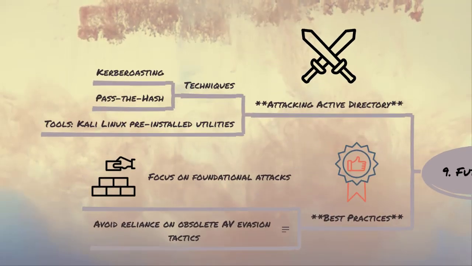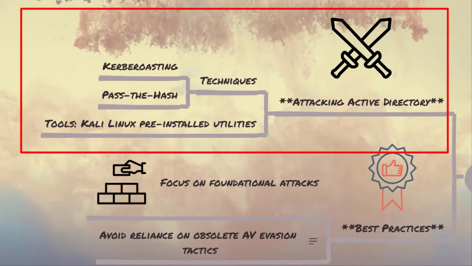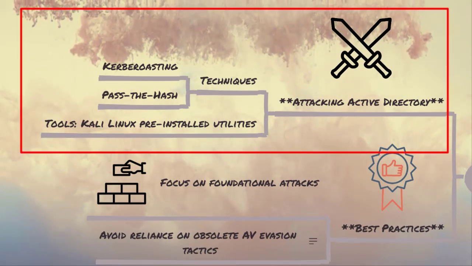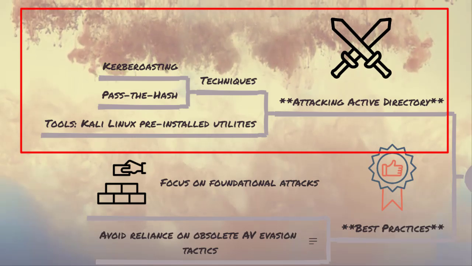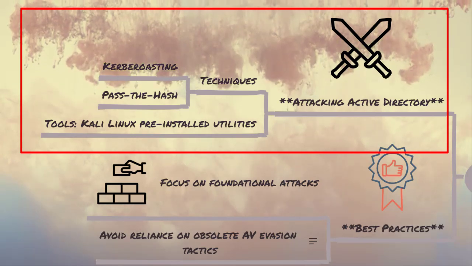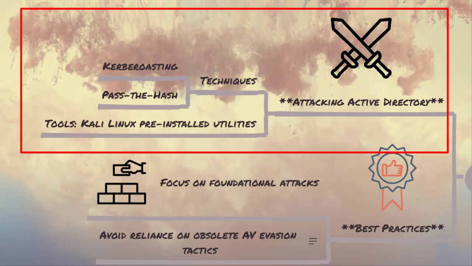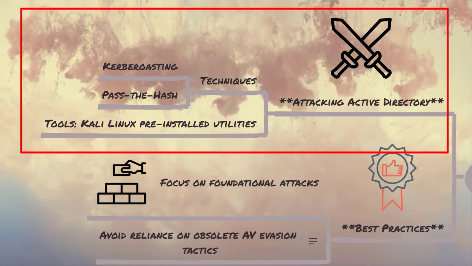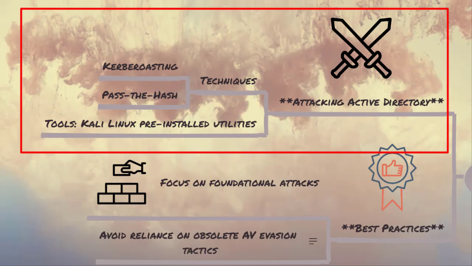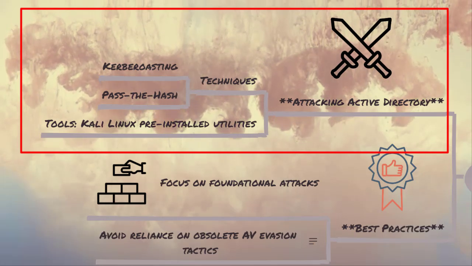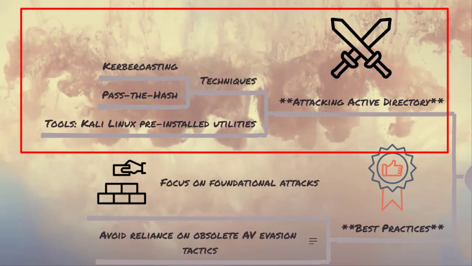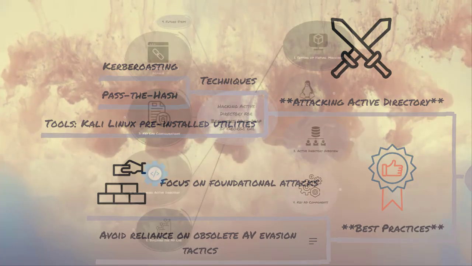Attacking Active Directory. Let the hacking begin. With the lab in place, it's time to unleash Kali Linux and dive into the world of AD attacks. Techniques like Kerberoasting and pass the hash allow us to exploit AD's authentication mechanisms. Using Kali's pre-installed utilities, we'll learn to uncover vulnerabilities and understand how attackers think.